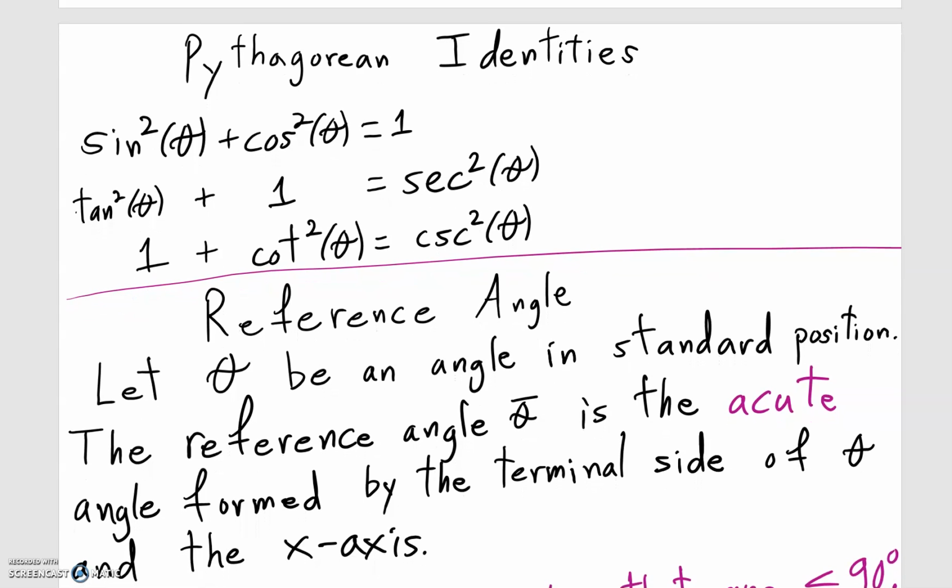You still have your Pythagorean and also reciprocal identities for sine, cosine, and tangent. And you still have, like I said, your Pythagorean identities as well. Sine squared of theta plus cosine squared of theta still equals 1, and so on and so forth.